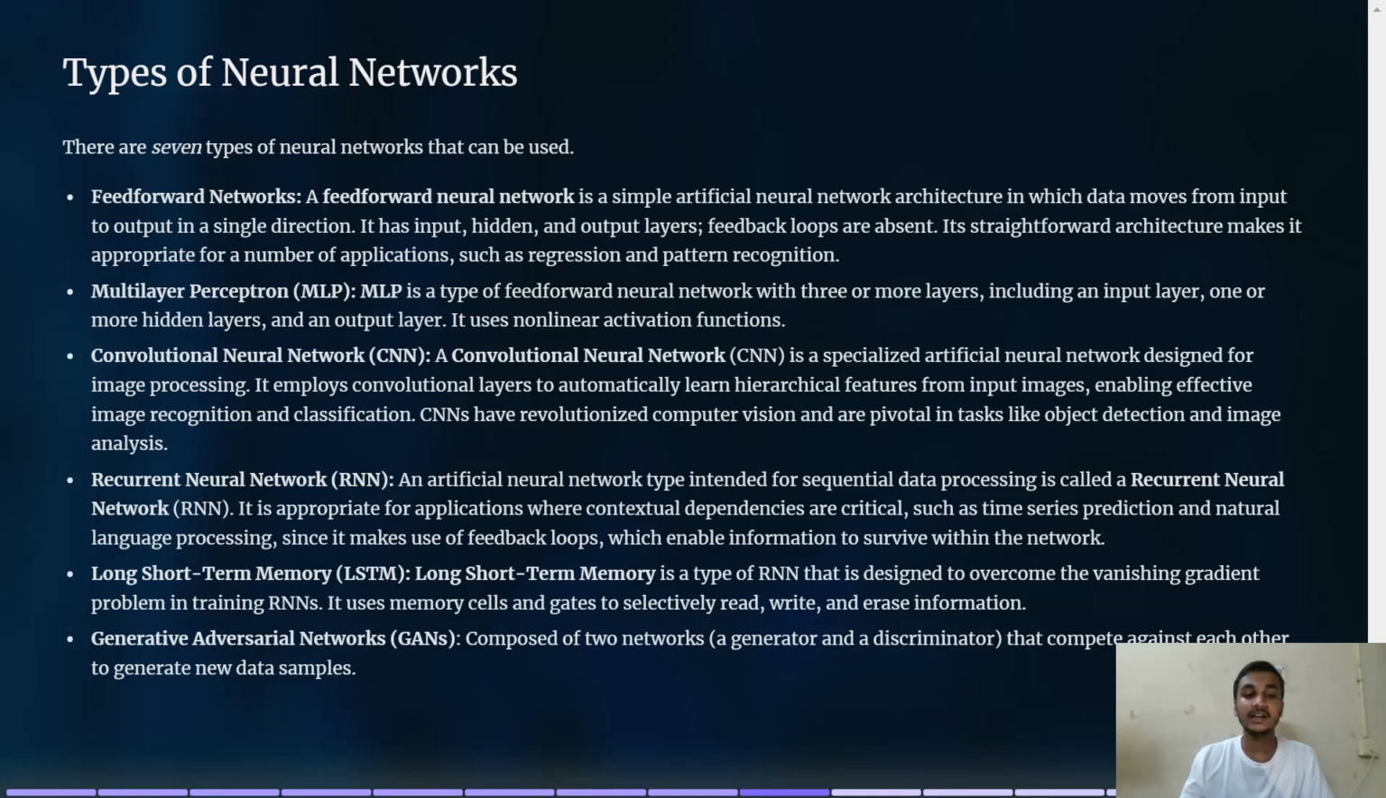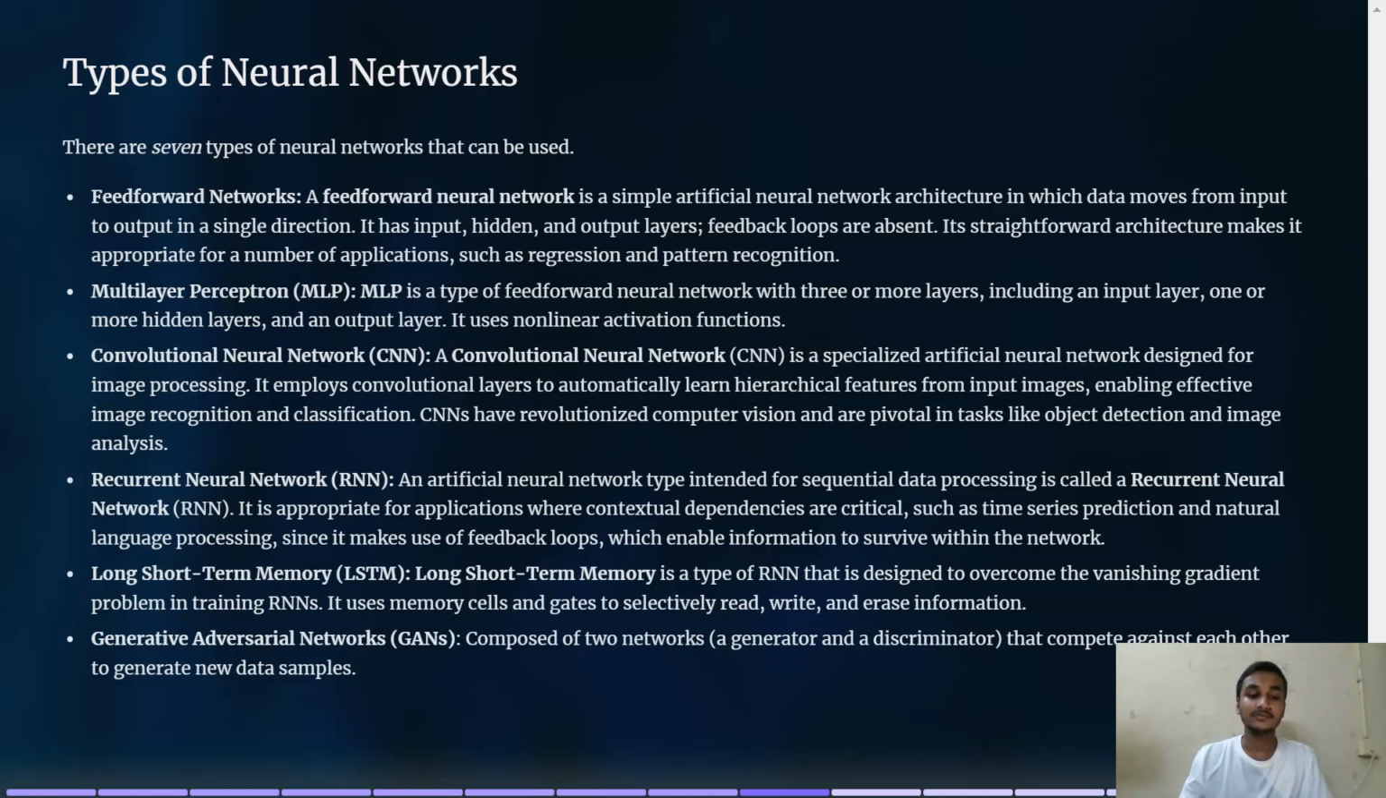Then comes recurrent neural network. An artificial neural network type intended for sequential data processing is called a recurrent neural network. It is appropriate for applications where contextual dependencies are critical, such as time series prediction and natural language processing, since it makes use of feedback loops which enable information to survive within the network.